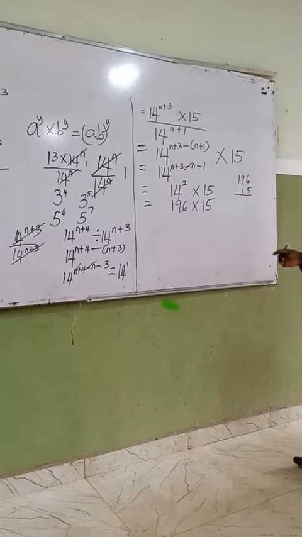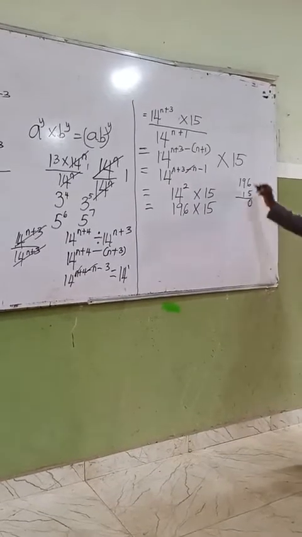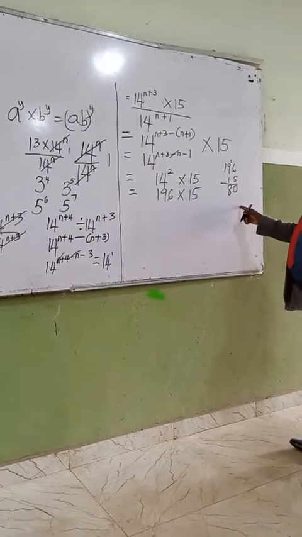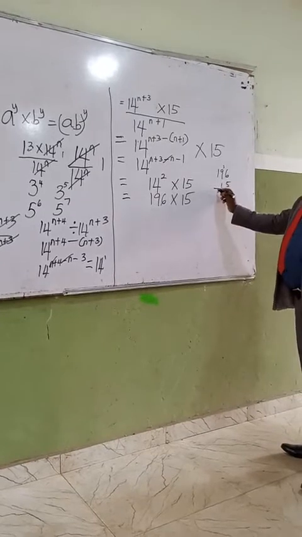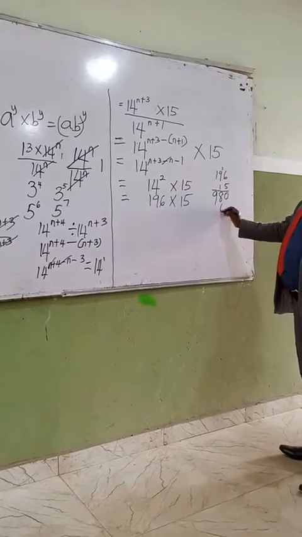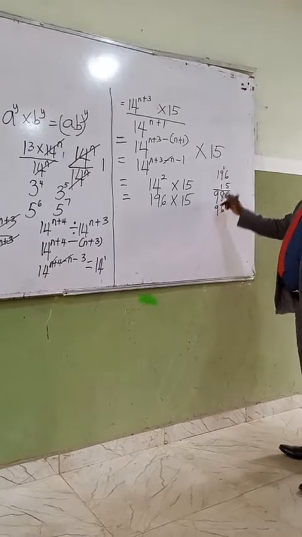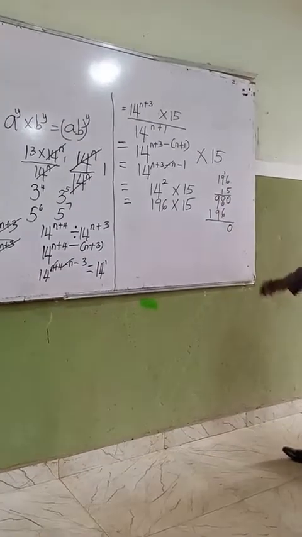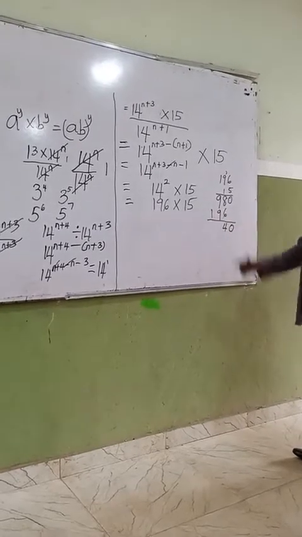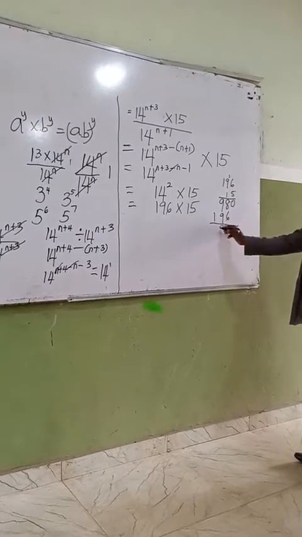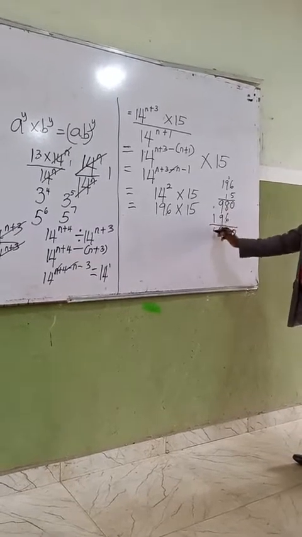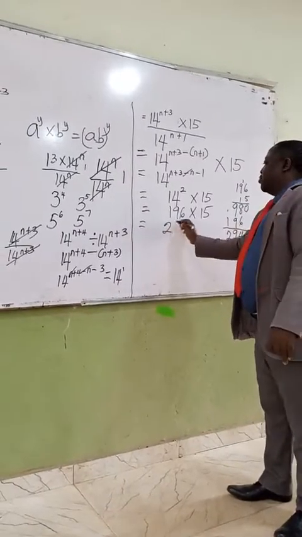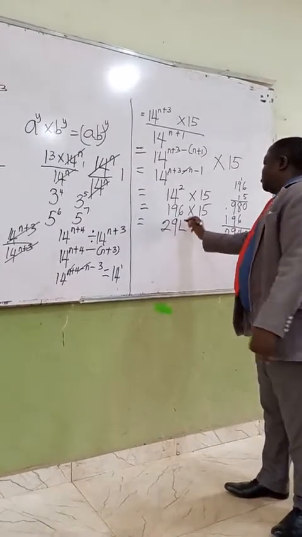5 times 6 is equal to 30. 0 remainder 3. 9 times 5, 45 plus 3, 48. Remainder 4. 5 plus 4, 9. 6 times 1, 6. 9 times 1, 9. 1 times 1, 1. And this is 0. 8 plus 6, 14. 4 remainder 1. 9 plus 9, 18 plus 1, 19. 9 remainder 1. 1 plus 1, 2. So 196 times 15 is equal to 2,940.